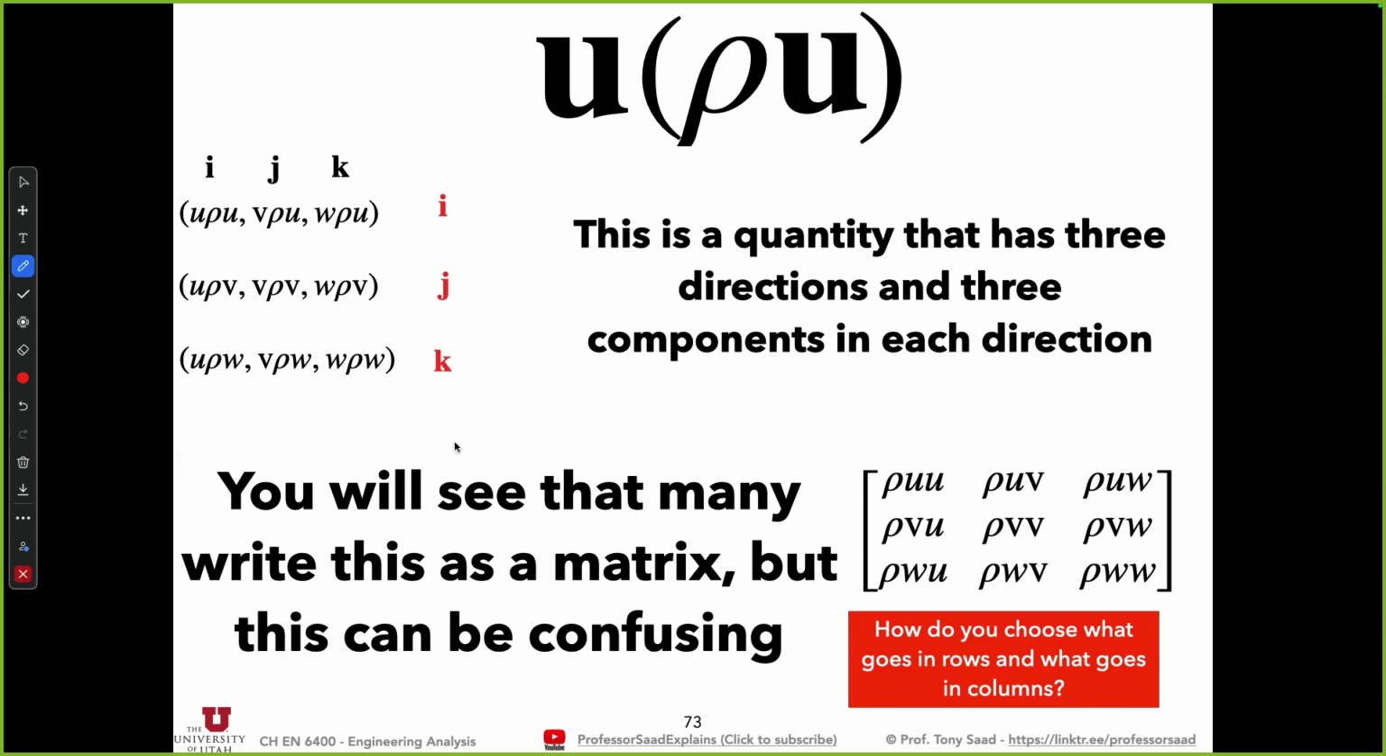And when they write it in matrix form, ask them, why did you choose to put them in rows rather than columns? They go, well, it's symmetric. Well, what if it's not symmetric? It's wrong, okay? And it's ambiguous.